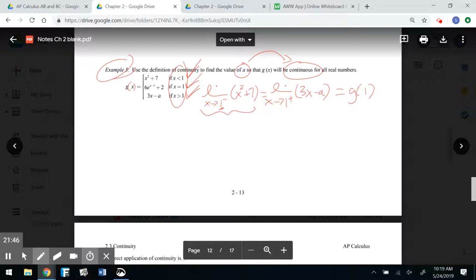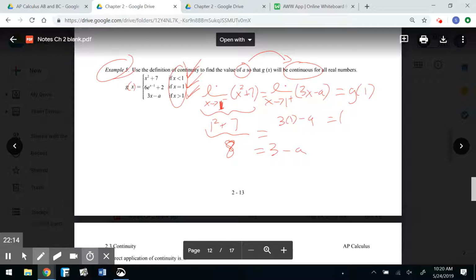All right, let's evaluate these limits. What's my first step? Direct substitution. Let's take that 1 and plug it in there. What do we get? We get 1 squared plus 7, which gives me 8. Okay, let's plug a 1 into the next guy. What's happening here? I get 3 times 1 minus A, right? And so I get 8 equals 3 minus A. Well, that's a little strange. Okay, I can deal with that. Equals, what do I do for the g of 1?